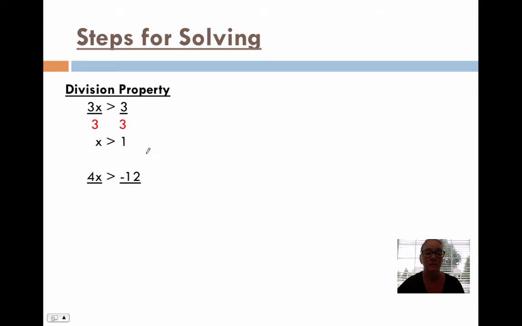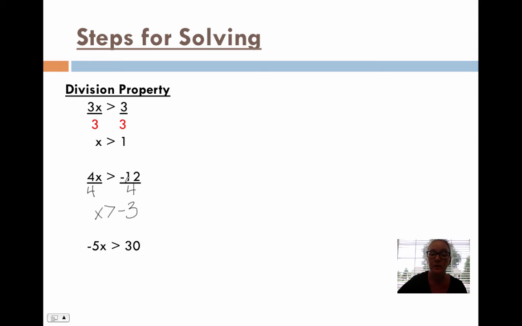Why don't we try this one? We have 4x is greater than -12. What do you think we need to do? Right, we need to divide both sides by 4, and that gives us x is greater than -3.